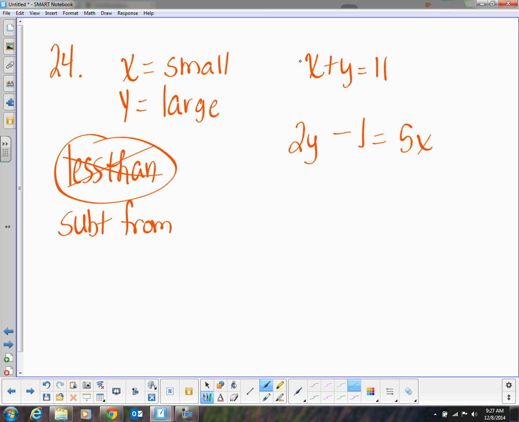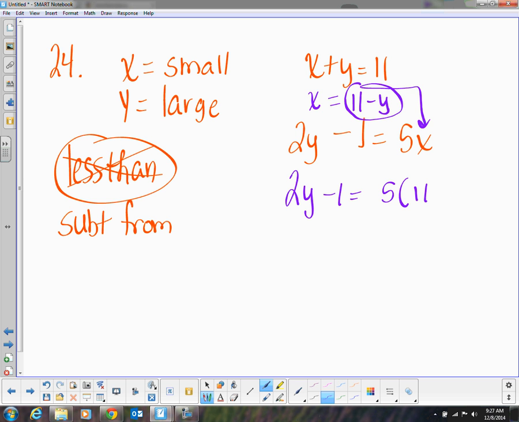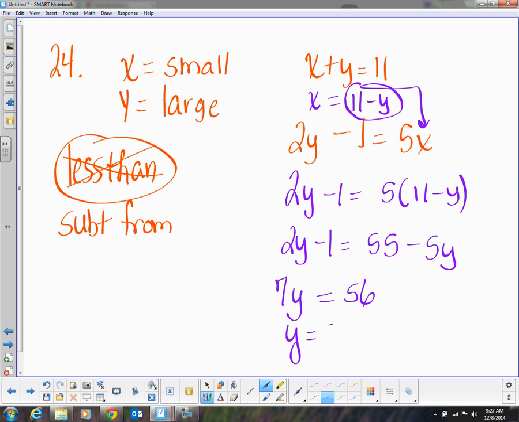So we can use elimination or we can use substitution. The fact that this is pretty simple, I could say x equals 11 minus y, at which point where do I put this? I plug it in for the x. So I'm going to have 2y minus 1 is equal to 5 times 11 minus y. So we have 2y minus 1 is equal to 55 minus 5y. So I'm adding 5y and I'm adding 1. So I get y to be 8.